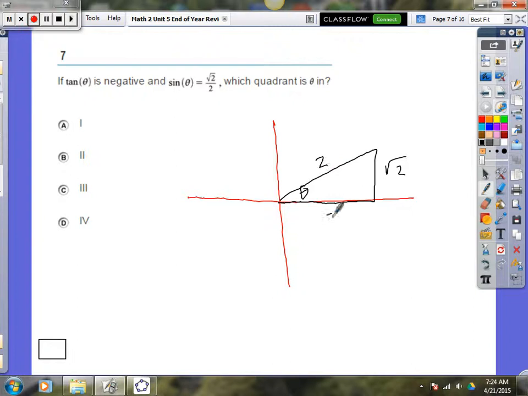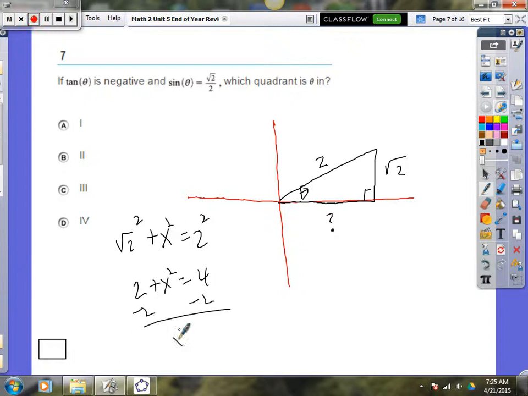Okay, let's figure out this missing piece right here, and we can just do the Pythagorean Theorem. So I know that's my 90, this is my hypotenuse, so I'm going to do leg squared, square root of 2 squared, plus x squared equals hypotenuse squared. Square root of 2 times square root of 2 is square root of 4, which is just 2, plus x squared equals 4. Minus 2, minus 2, x squared equals 2, square root, so this piece is also a square root of 2.